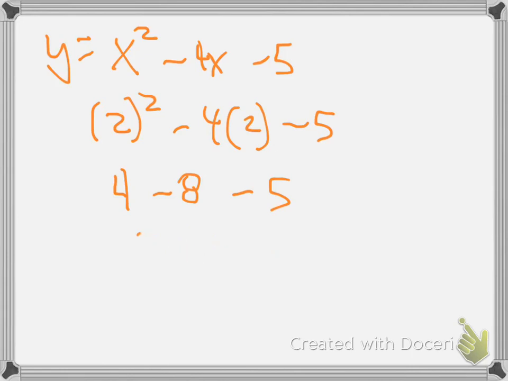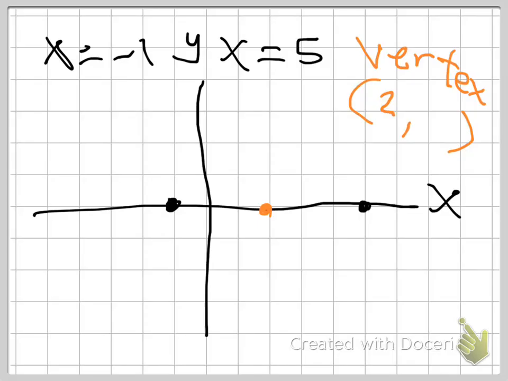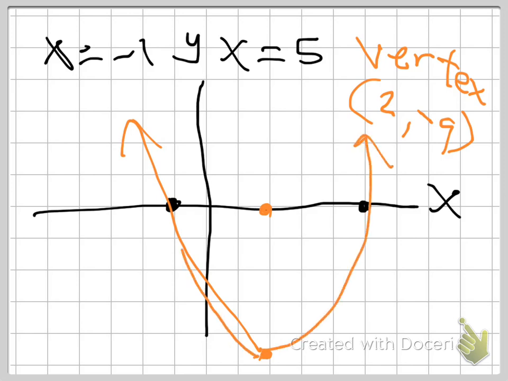So -4 minus 5 is -9. So the vertex of this graph is (2, -9). That's kind of off my graph. We'll just say it's down here somewhere. This graph opens up because a was positive. So this graph opens up and it makes a U sort of shape. All right, that's it.